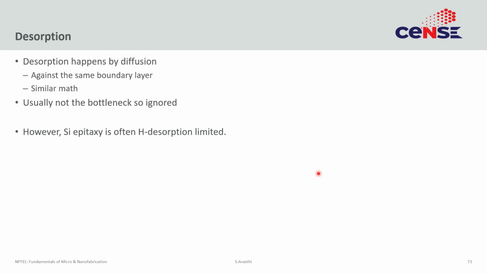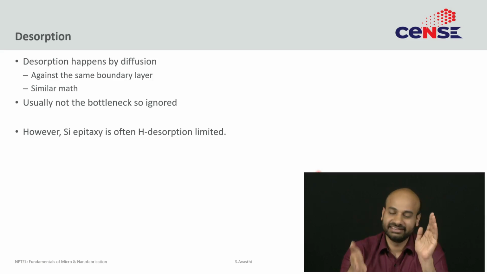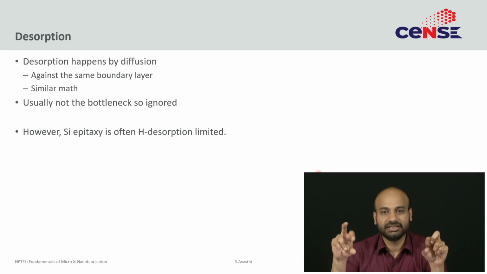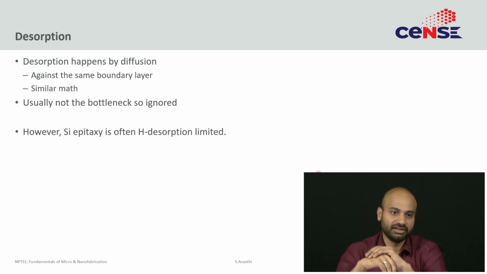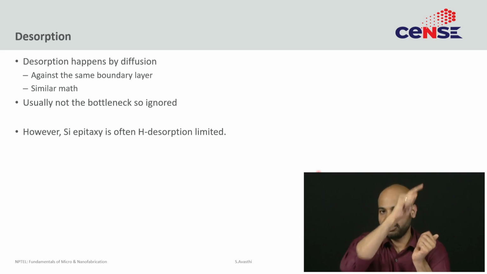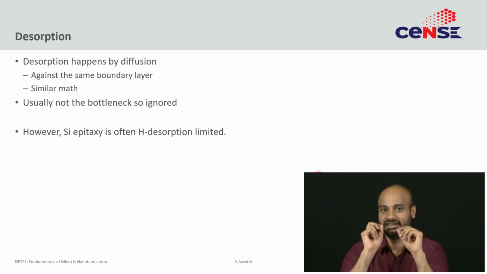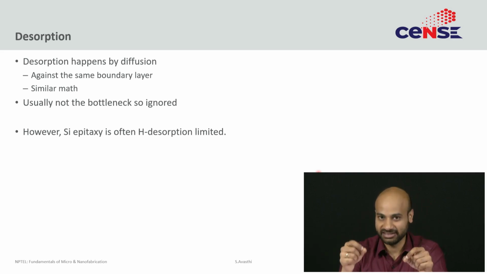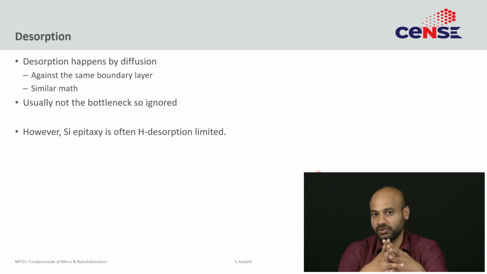So, from a mathematical standpoint, desorption and adsorption are sort of similar, it is just the direction is different. In both cases you are dealing with the boundary layer and you must desorb or adsorb across the boundary layer. So, the math is very similar. Usually this is not a bottleneck, and because all of these processes are happening in series, the slowest step ends up being the most important step and decides the growth rate, etc. And this is not the slowest step, so often it is ignored.